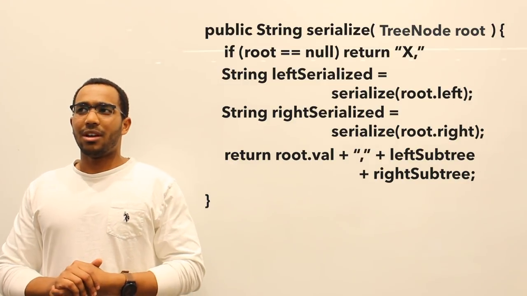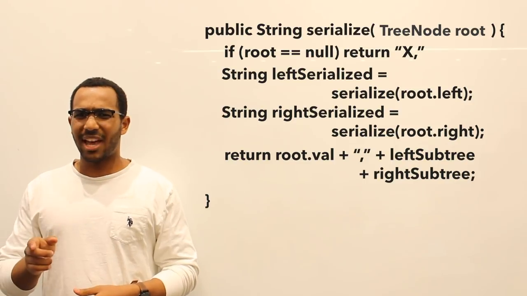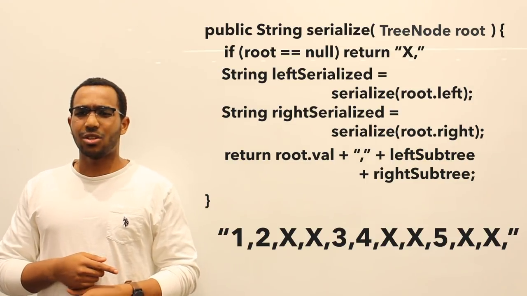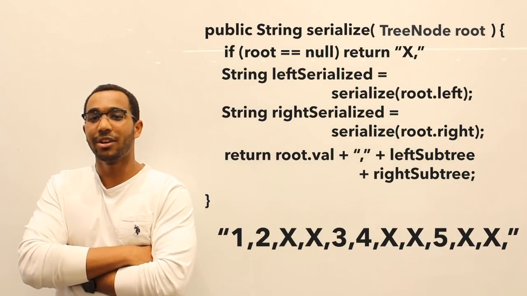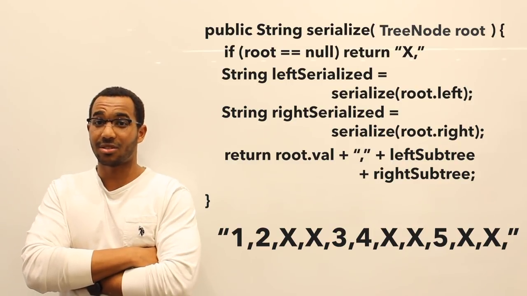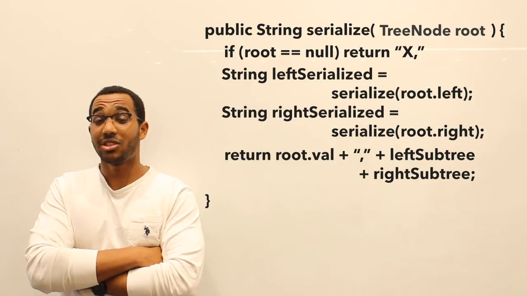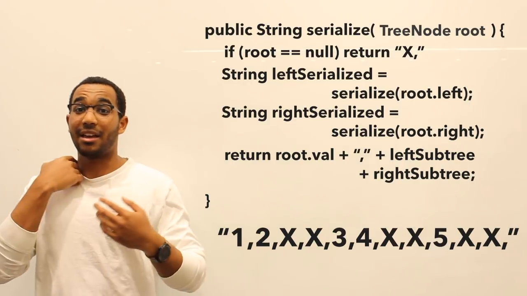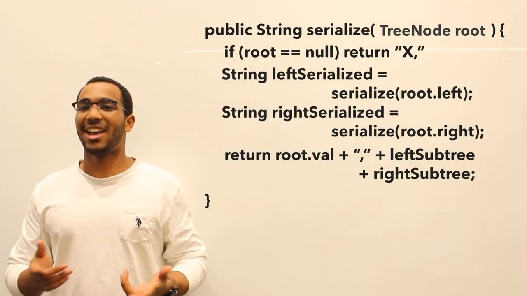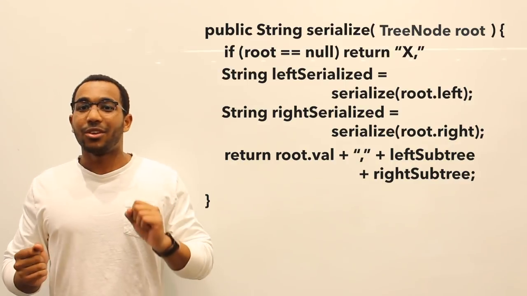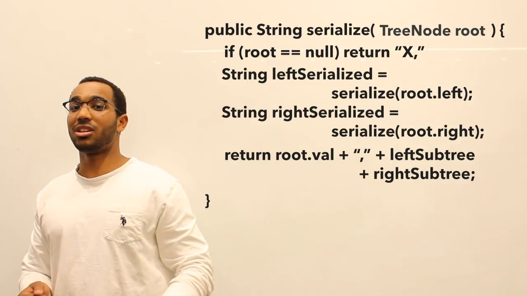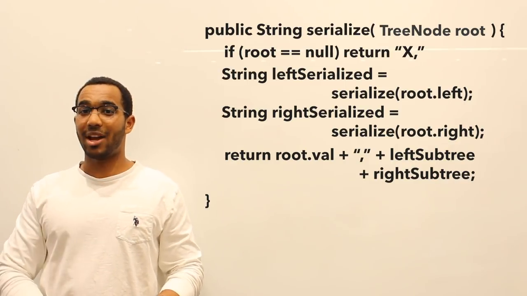Okay, so it looks like this is gonna work. Let's run it again and we get that. So I think that's going to work. That is good enough for us to deserialize later on. We've essentially taken our binary tree and serialized it. We said, if this node is null, just return an X. And then go left, do a serialization to the left, do a serialization to the right.